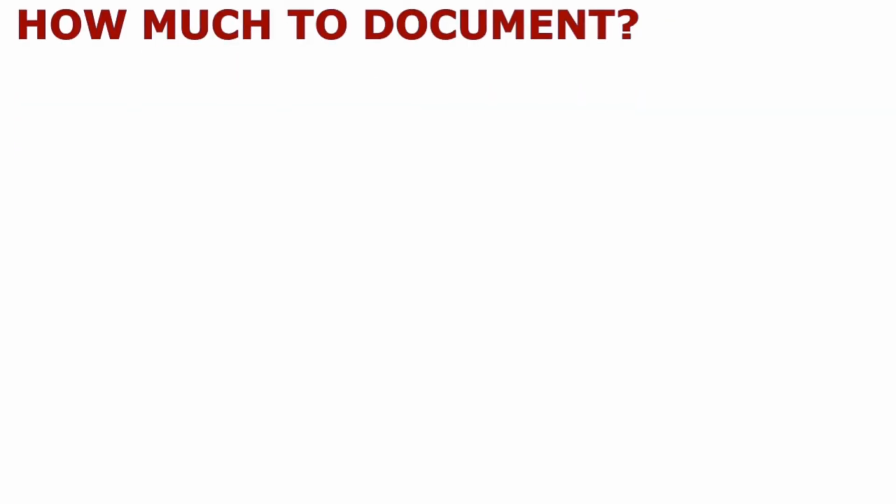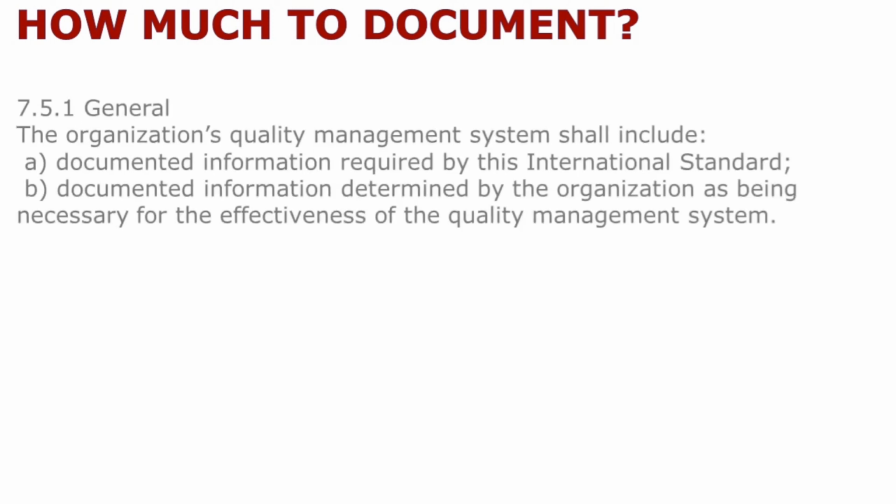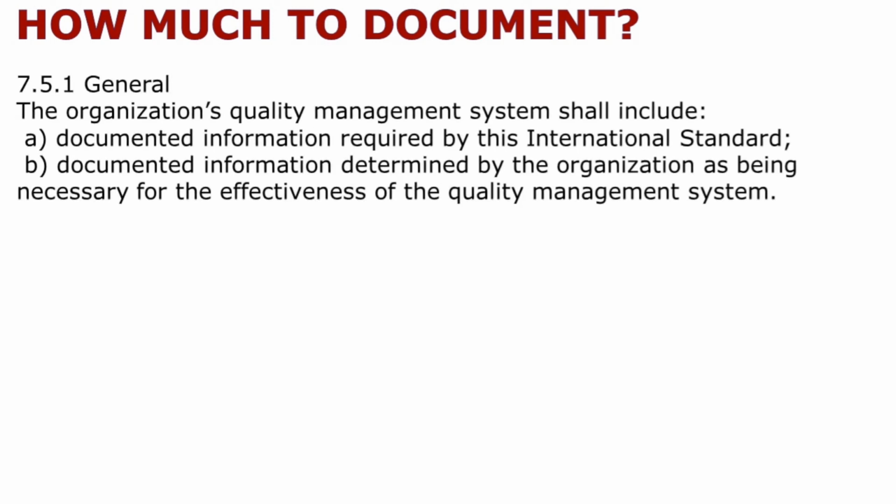How much to document? That's the question. Let's explore what ISO 9001:2015 has to say about it. According to the ISO 9001:2015 standard, under clause 7.5.1 General, it states the organization's quality management system shall include: a, documented information required by this International Standard; b, documented information determined by the organization as being necessary for the effectiveness of the quality management system.